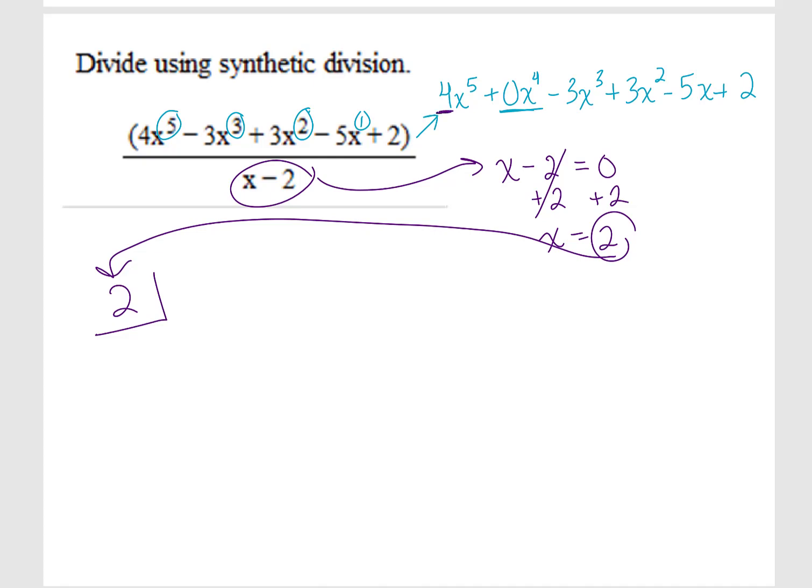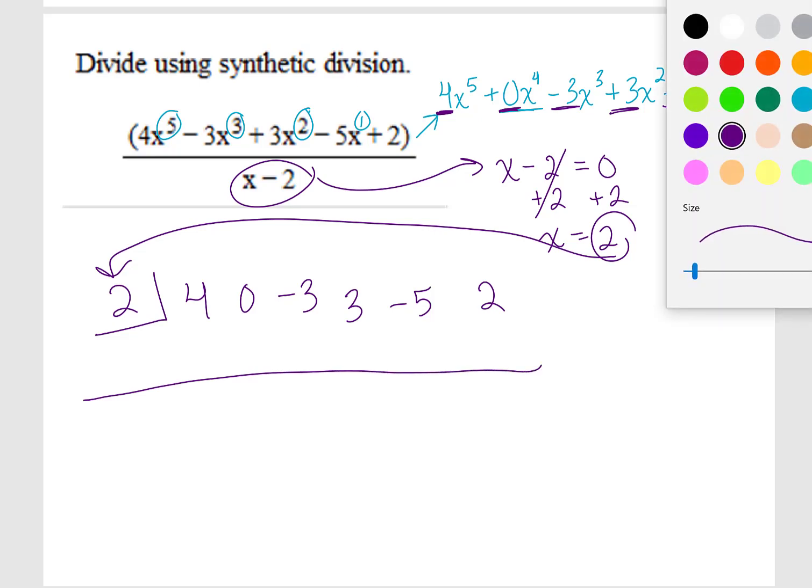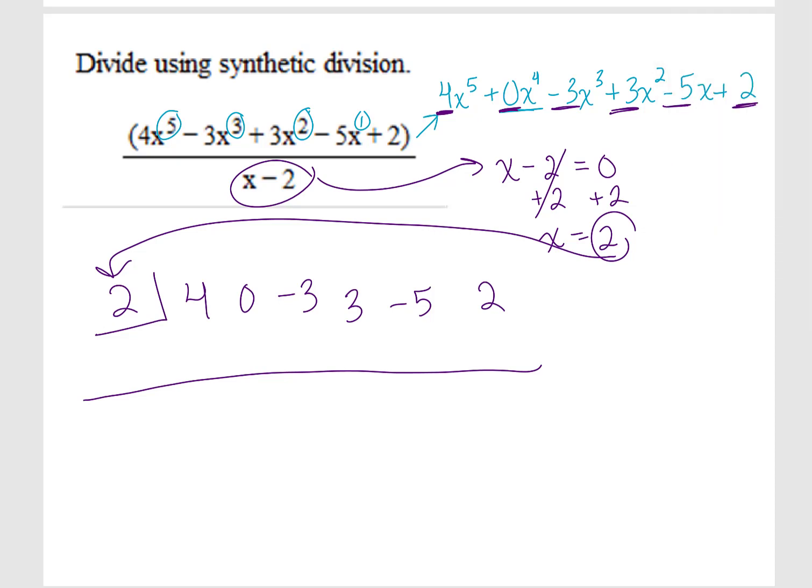So now I'll go ahead and take my coefficients. So 4, 0, -3, 3, -5, and 2. And now I'm set up and I'm ready to start the pattern. Okay, remember that I have to drop this first coefficient and then I can go ahead and start multiplying.